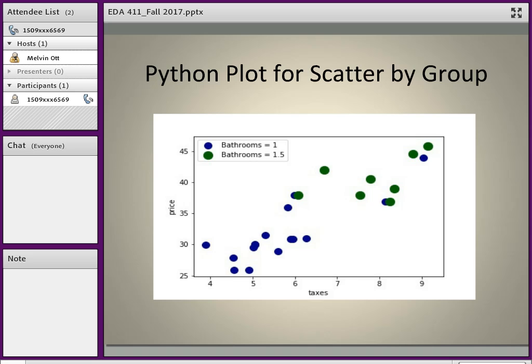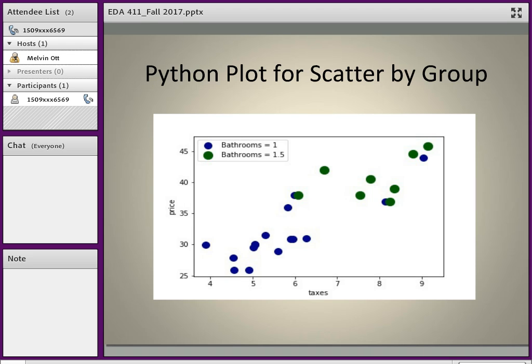And this is just a simple little Python plot that I did for a small data set for looking at scatter by group. This was looking at taxes to predict home prices. The color coding there is really good because it demonstrates how clear the difference is between homes that have 1 bathroom and those that have 1.5 bathrooms.